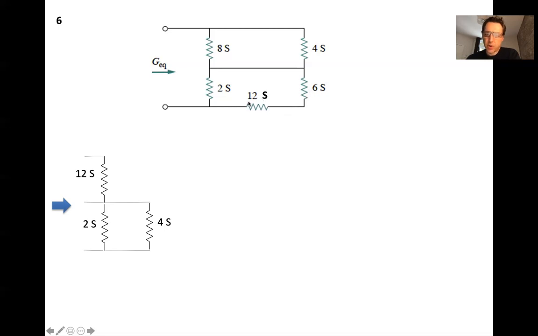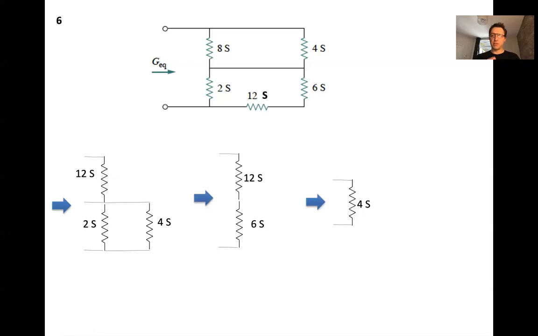So 6 and 12, using the laws of combining series conductors, is 1 over 6 plus 1 over 12, again reciprocated. So that gives us 4. So now we have 2 and 4 in parallel. So that can be reduced to 6. And then we have 12 and 6 in series, which can be reduced to 4. So again, just remember that if you're asked to do this in conductances, the laws for series and parallel combinations just flip.